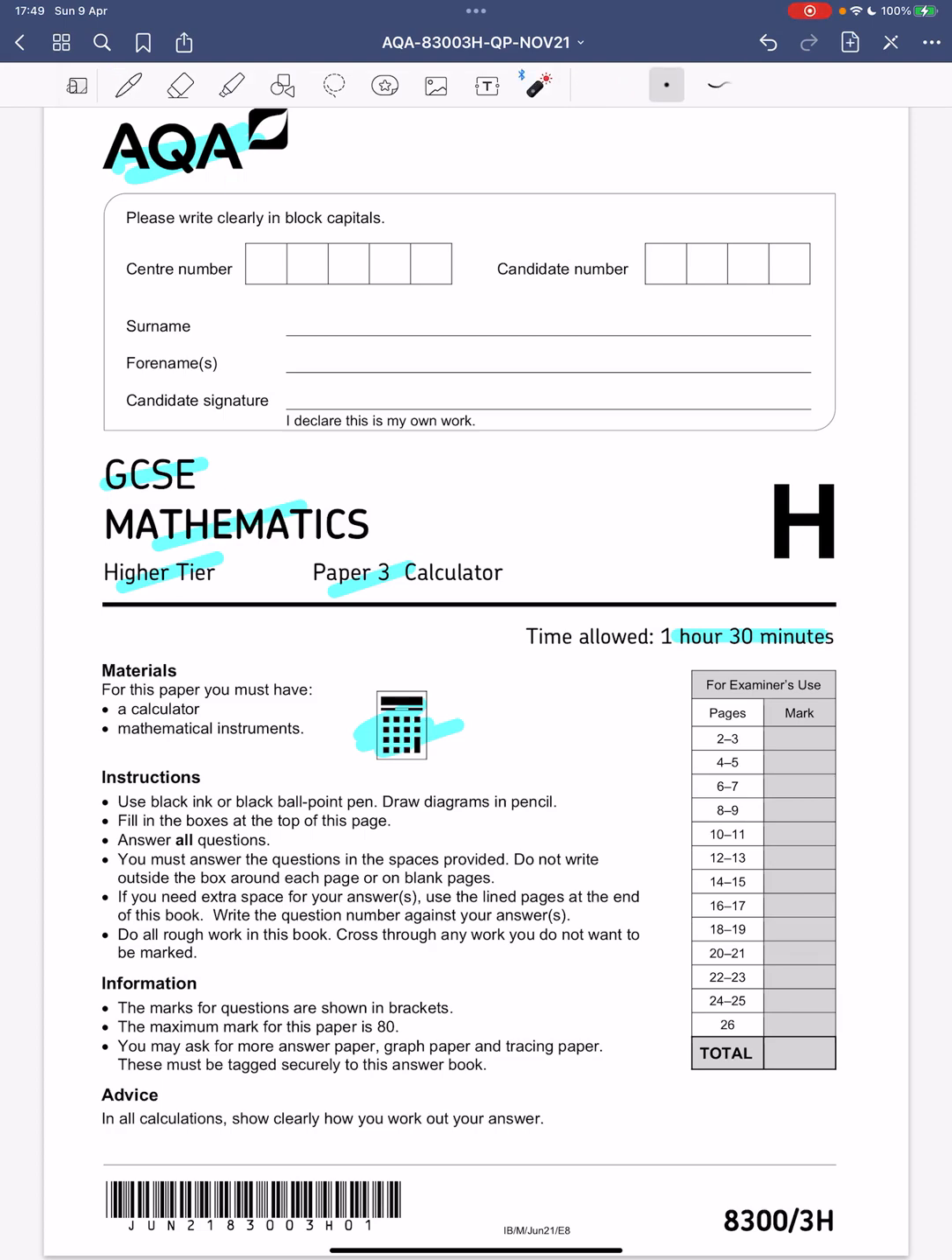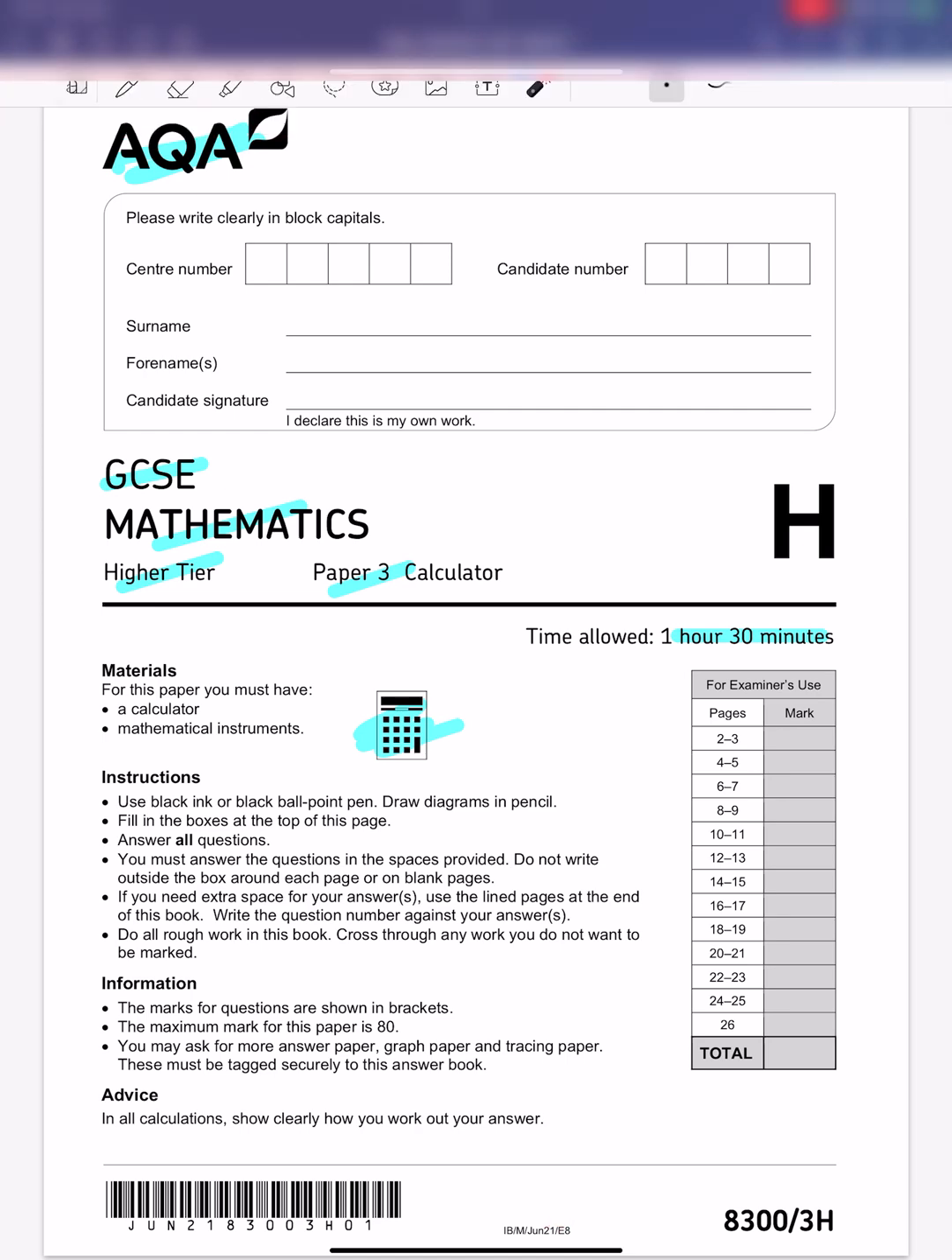Okay, so this is AQA GCSE Mathematics Higher Tier, Paper 3. It's 2007, June 2021? So it's June 21 there, just going to stop this.